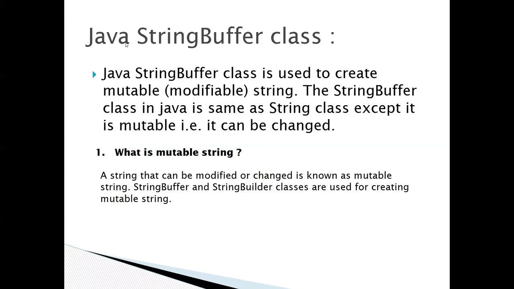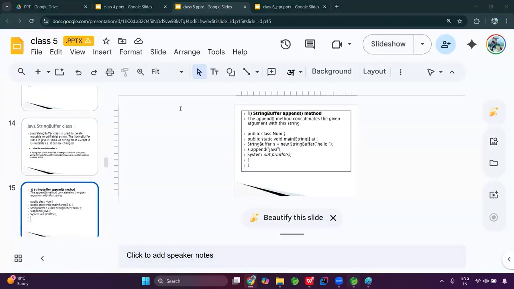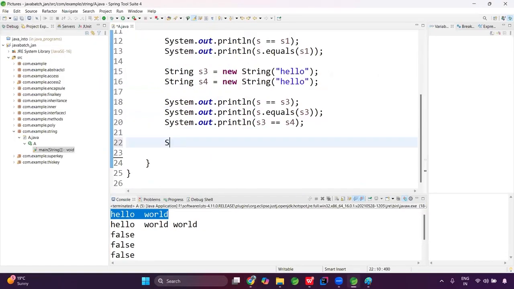So now let's come to the mutable string. String buffer is used to create a mutable string. String buffer in Java is mutable, right? So see, for example, I will create a string buffer.